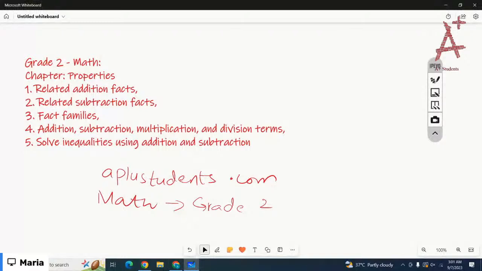We're going to start with the chapter properties. The lessons we're going to cover from the chapter are related addition facts, related subtraction facts, fact families, addition, subtraction, multiplication, and division terms, and solve inequalities using addition and subtraction. So let's just start with the chapter properties.